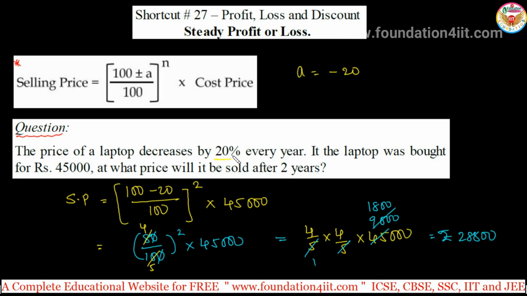If it is increasing, just keep the plus symbol instead of minus. If it is 3 years, in the place of n, we keep 3. Okay, so this is the formula. Even if you know the selling price and want to find the cost price, apply the same formula and just interchange in the calculations.